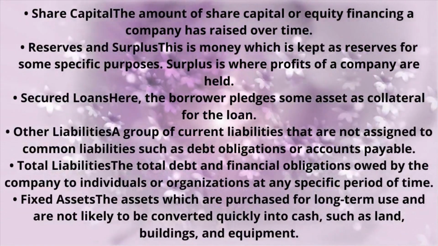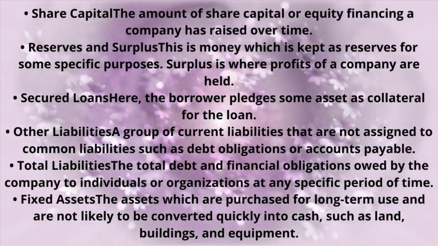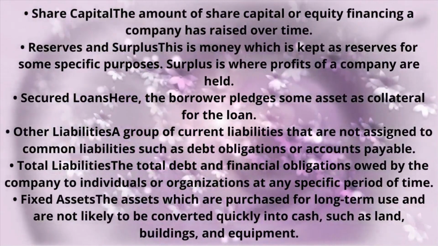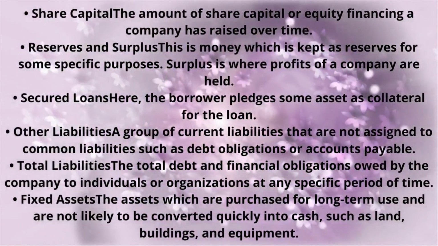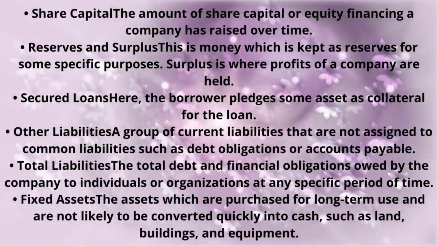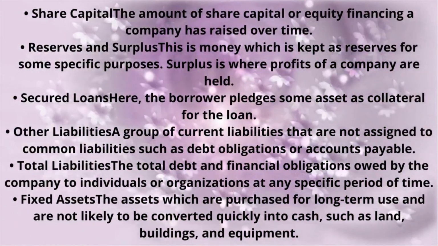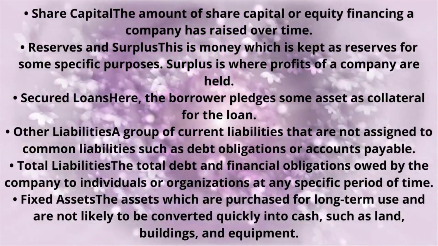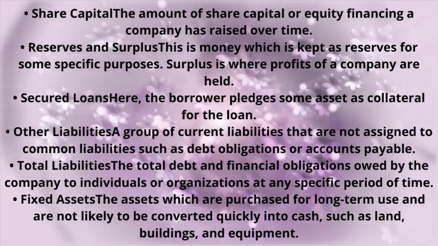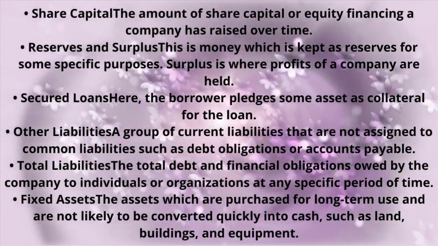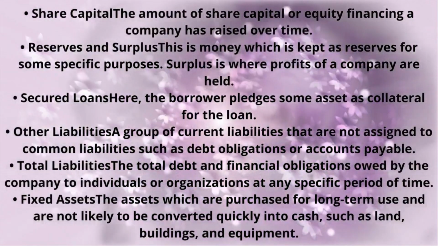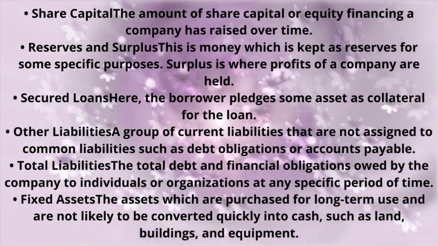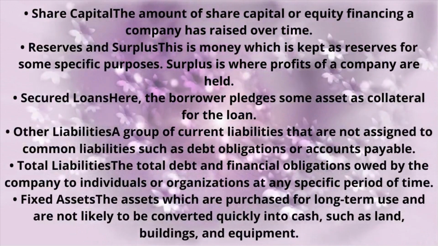Secured loan. Here the borrower pledges some asset as collateral for the loan. Other liabilities. A group of current liabilities that are not assigned to common liabilities such as debt, obligation, or accounts payable. Total liabilities. The total debt and financial obligation owed by the company to individuals or organizations at any specific period of time. Fixed asset.